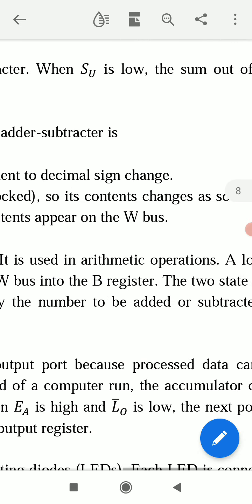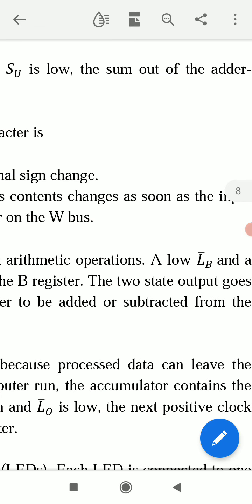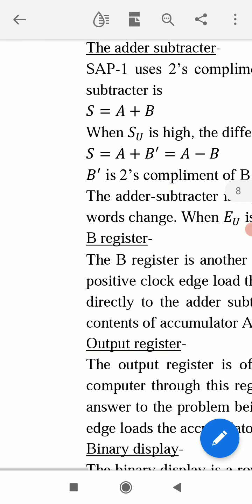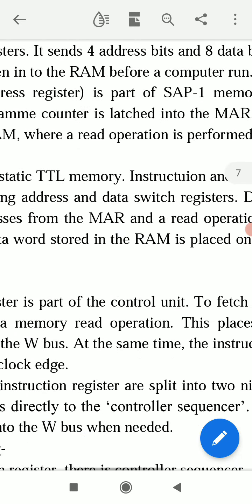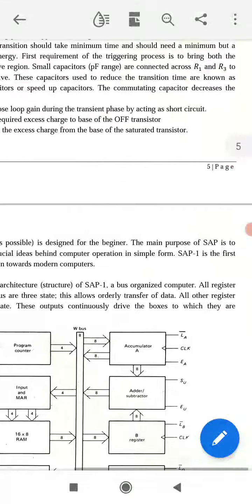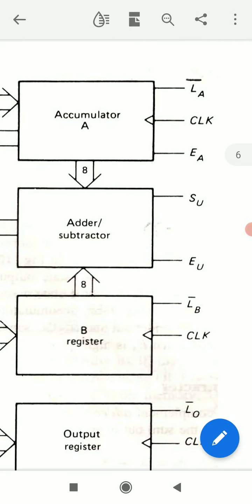When SU is low, the sum out of the adder subtractor is S equal to A plus B. A is the word in the A register, that is the accumulator, and B is the word in the B register. When SU is low, this is the adder subtractor. SU means subtraction.